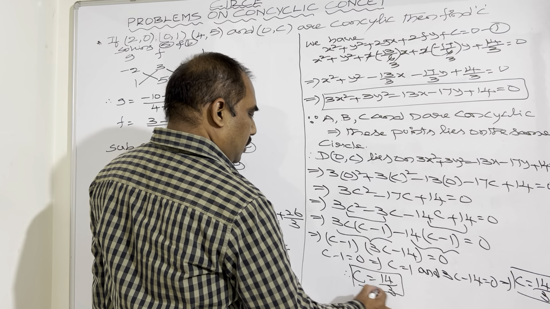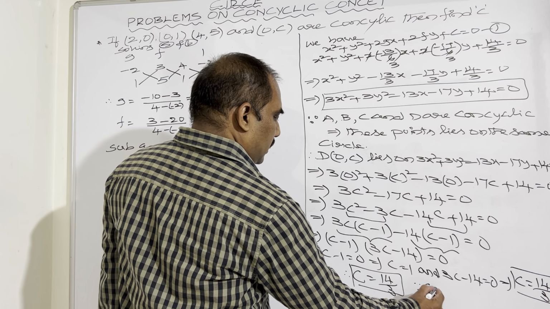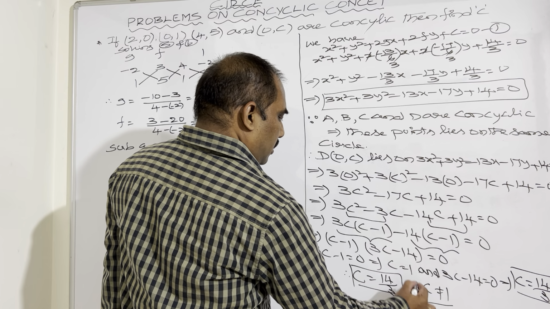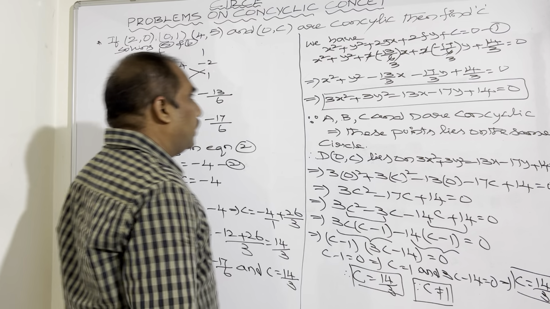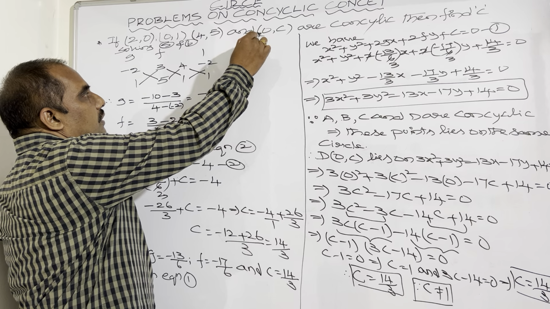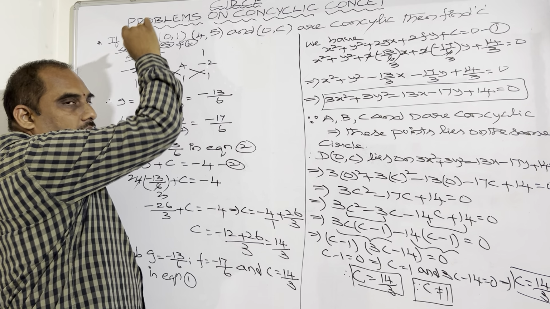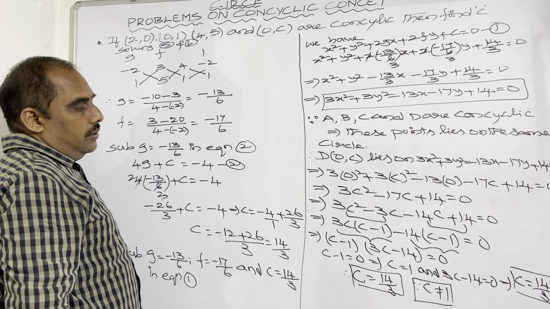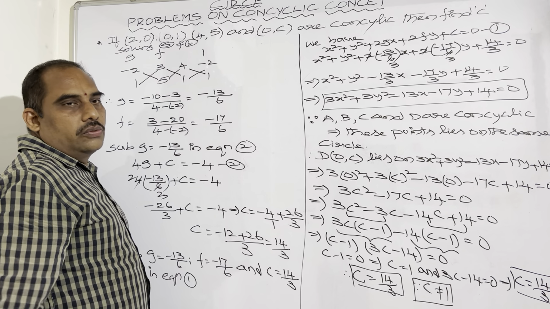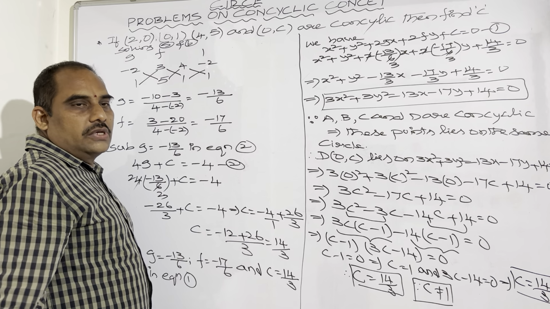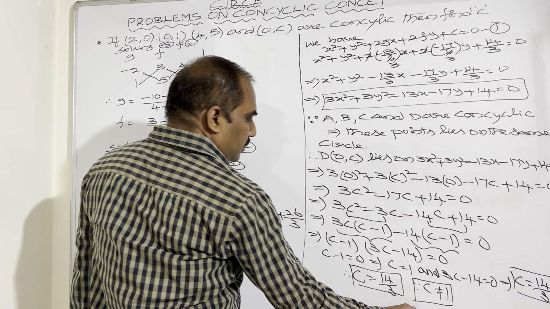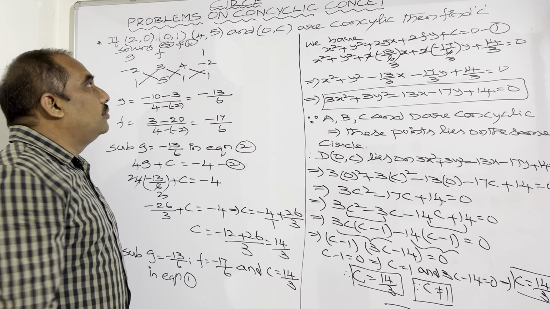But here you have to consider, therefore the value of c is only 14 by 3. So c is not equal to 1. Why is c not equal to 1? If c is equal to 1, we already have the point (0, 1), so that's why c is not equal to 1. Only the value of c is 14 by 3. Like this we can prove this problem.